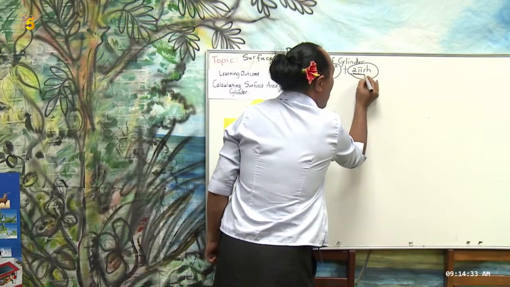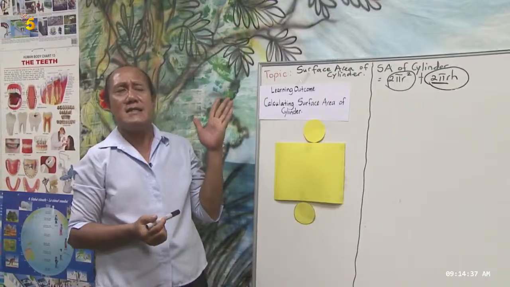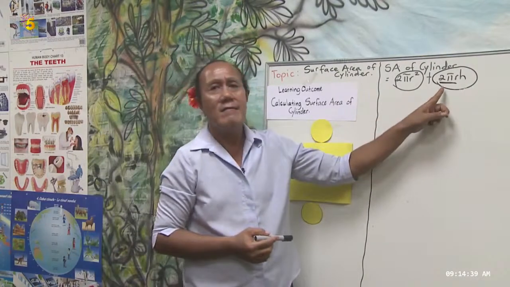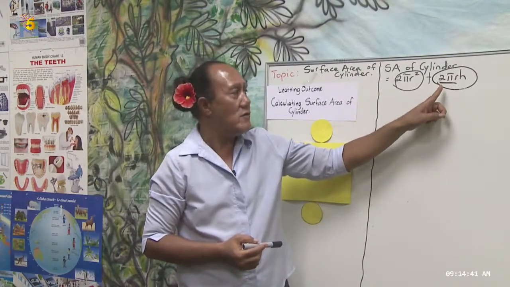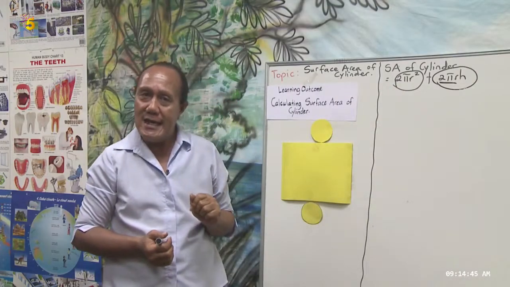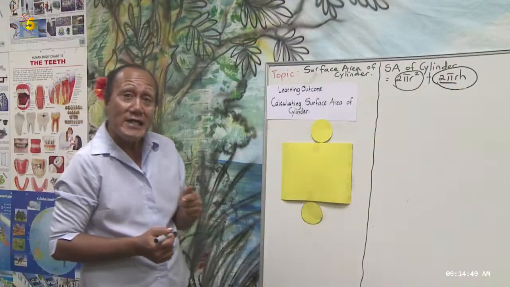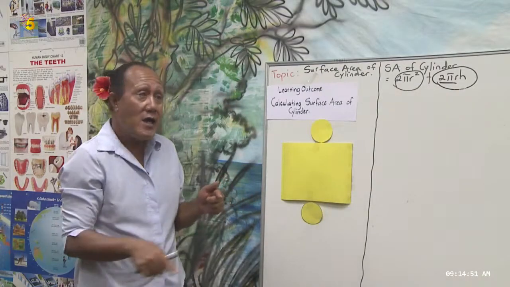Let's go to 2 pi R first. 2 pi R is the rule for finding the circumference of a circle.